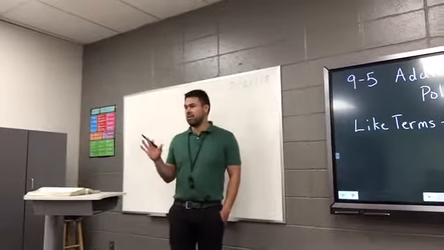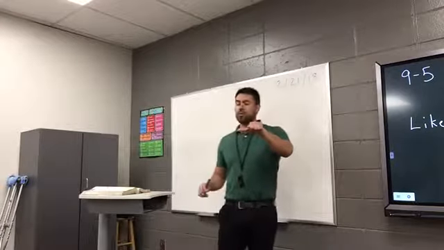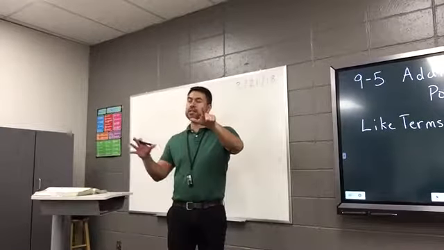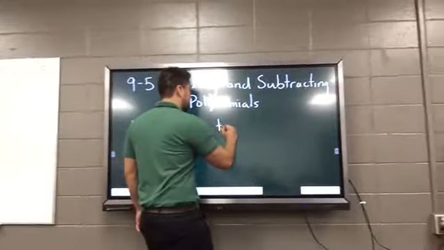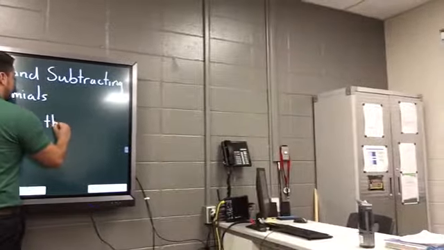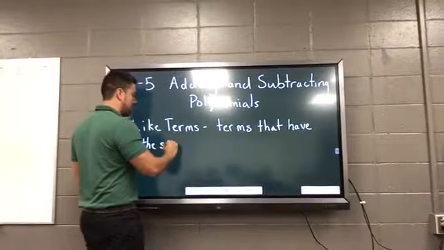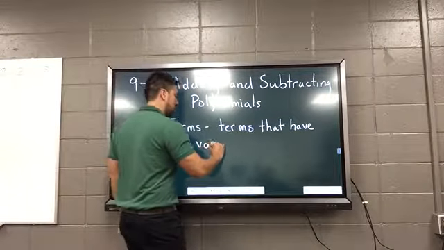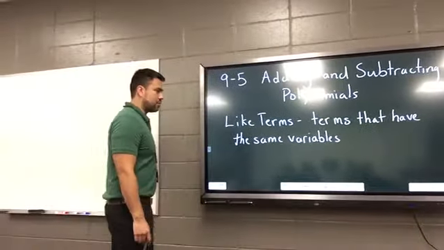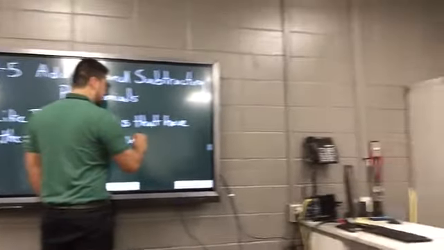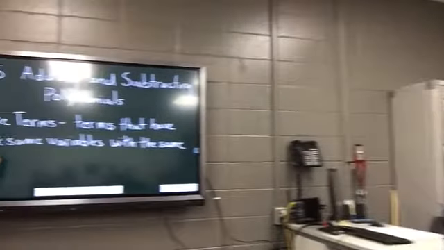Does anyone remember? Margo? Is it maybe a number with the same variable? Good. It has the same variable, and then we need to keep this next part, which we didn't talk as much about, but it's still important. Okay, like terms are terms that have the same variables, and then we need to have this next part as our definition of like terms with the same exponents. That's super key.